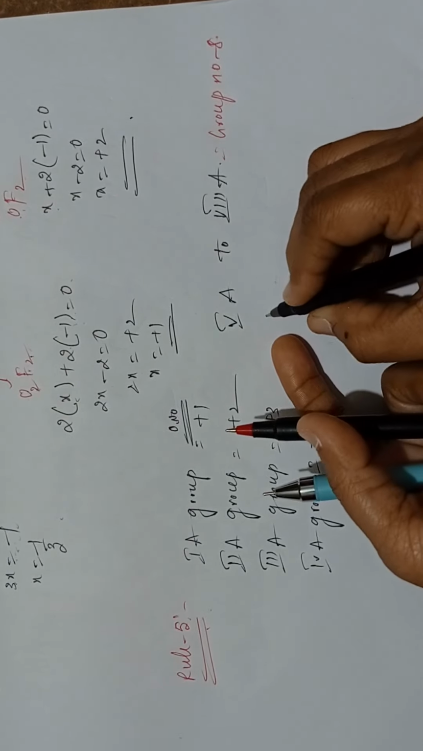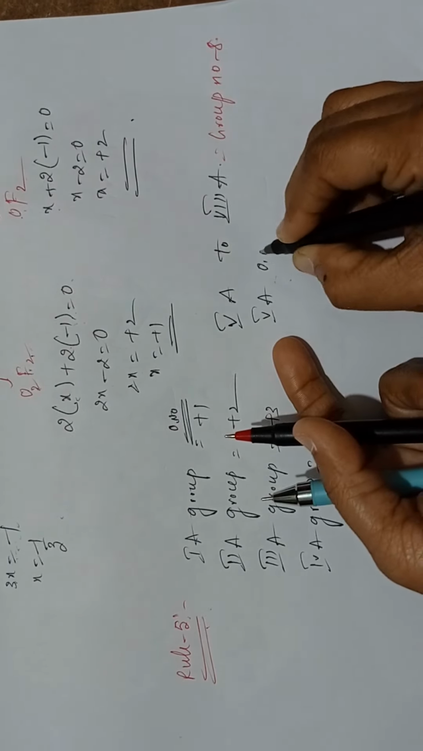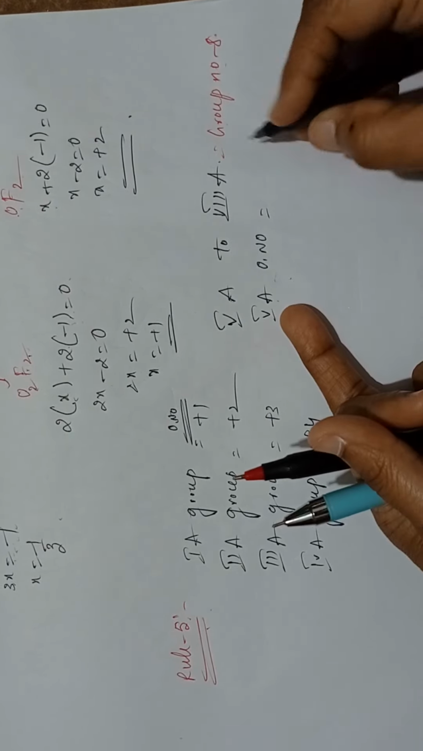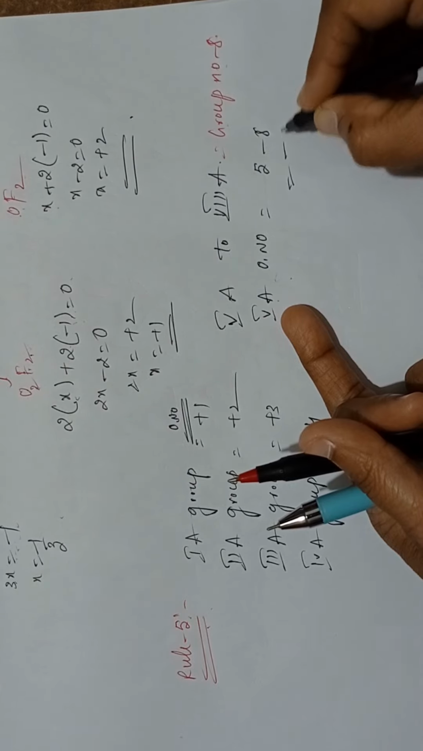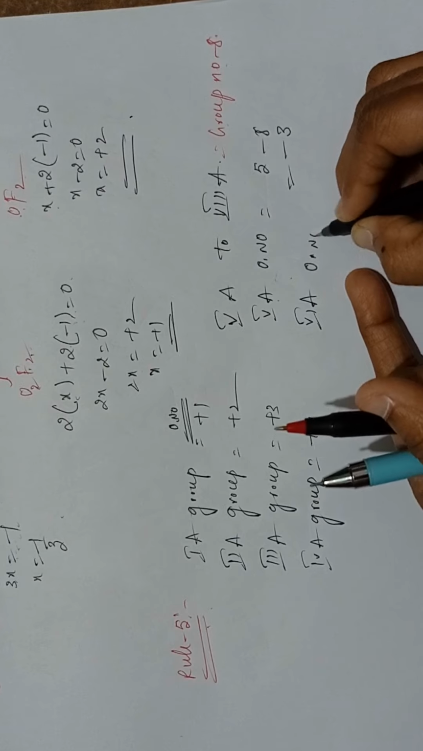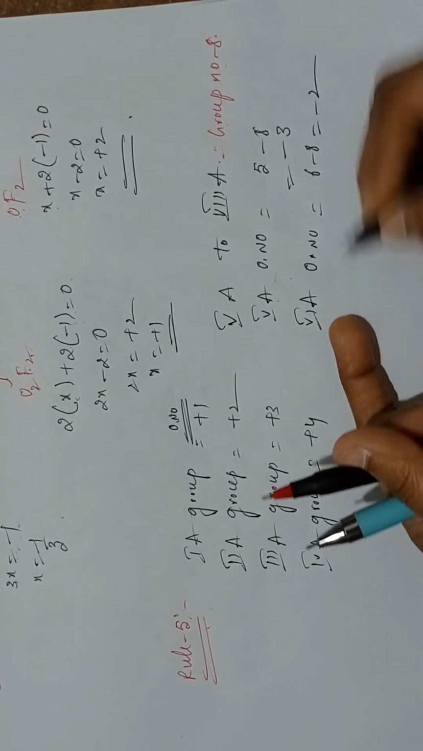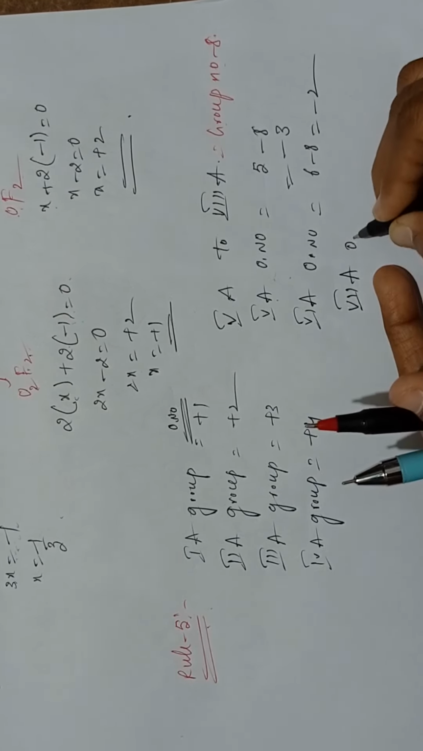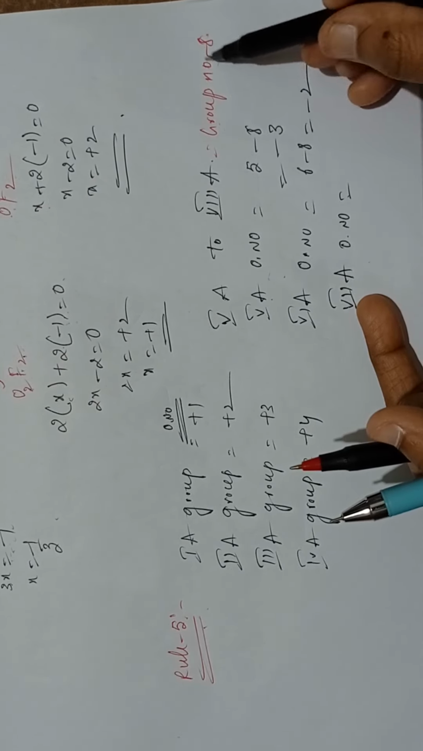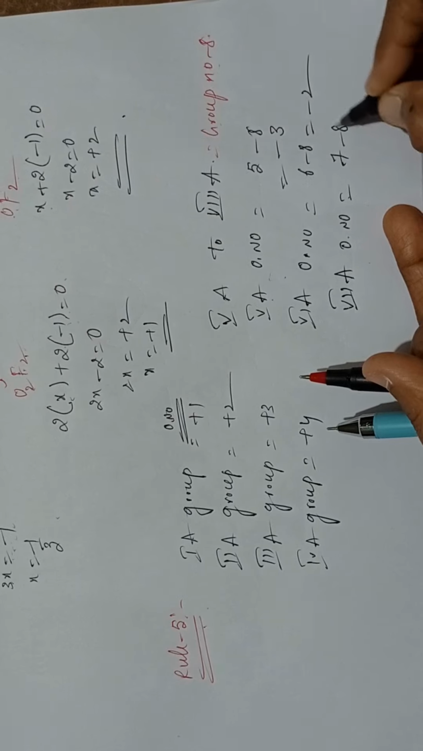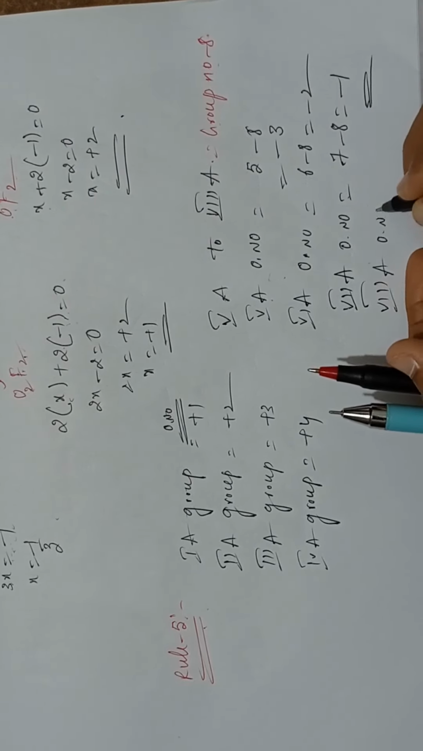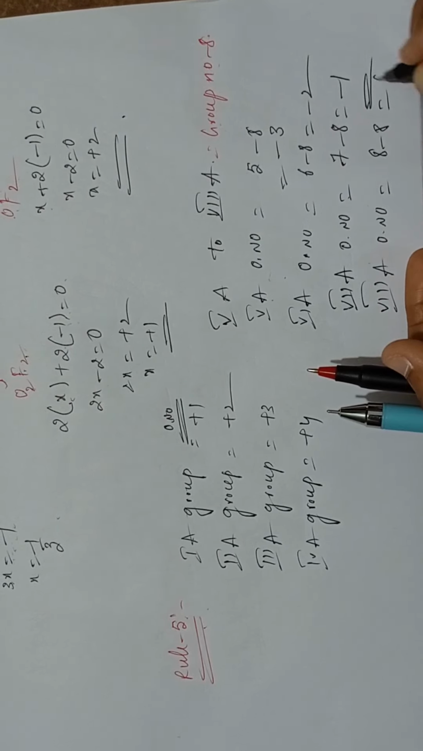Now what is the 5th A group elements oxidation number? Group number is 5, that means 5 minus 8, it is equal to -3. Coming to the 6th A group, oxidation number is 6 minus 8, -2. And coming to the 7th A group, group number is 7, 7 minus 8, it is equal to -1. Next, 8th A group elements oxidation number is equal to 8 minus 8, 0.